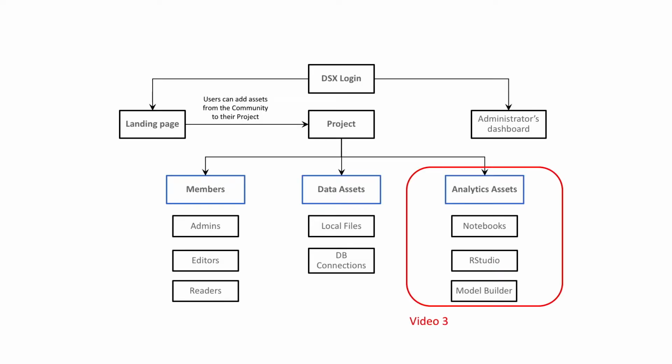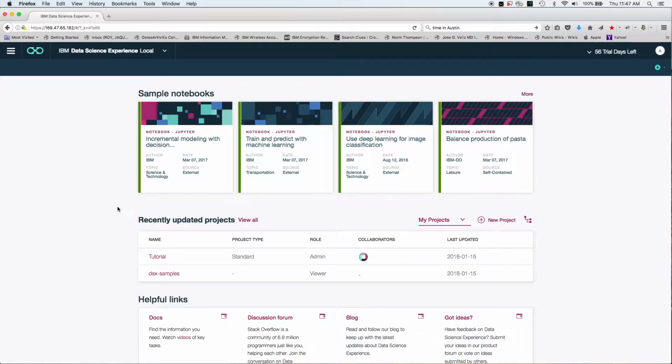In this video, we will start looking at the different types of analytics assets which can be used in DSX Local. More specifically, we will look at coding-based interfaces such as notebooks and RStudio files, as well as a higher-level interface named Model Builder, which will allow you to train, deploy, and monitor models, all from the convenience of a graphical interface.